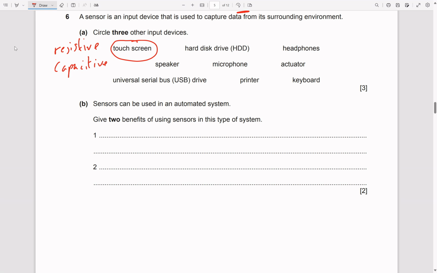Right, obviously we've got hard disk drive, that's going to be storage. Headphones, that's going to be output. Speaker, again, that's going to be output. Microphone, of course, that's going to be input, inputting sound. Actuator, that's also output, because it's going to take an input signal saying to move, and then the output is the actual movement or the rotation. USB drive, again, that's storage. Printer, this will also be output. Okay, sorry, we want input. And then, of course, keyboard is going to be the input device.